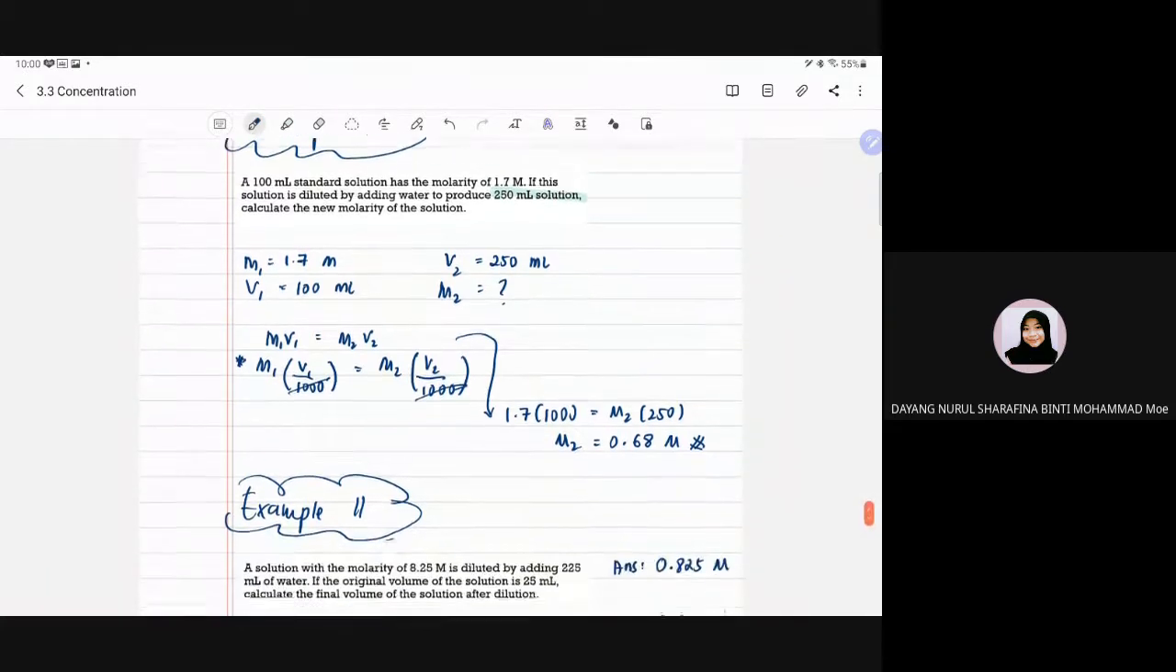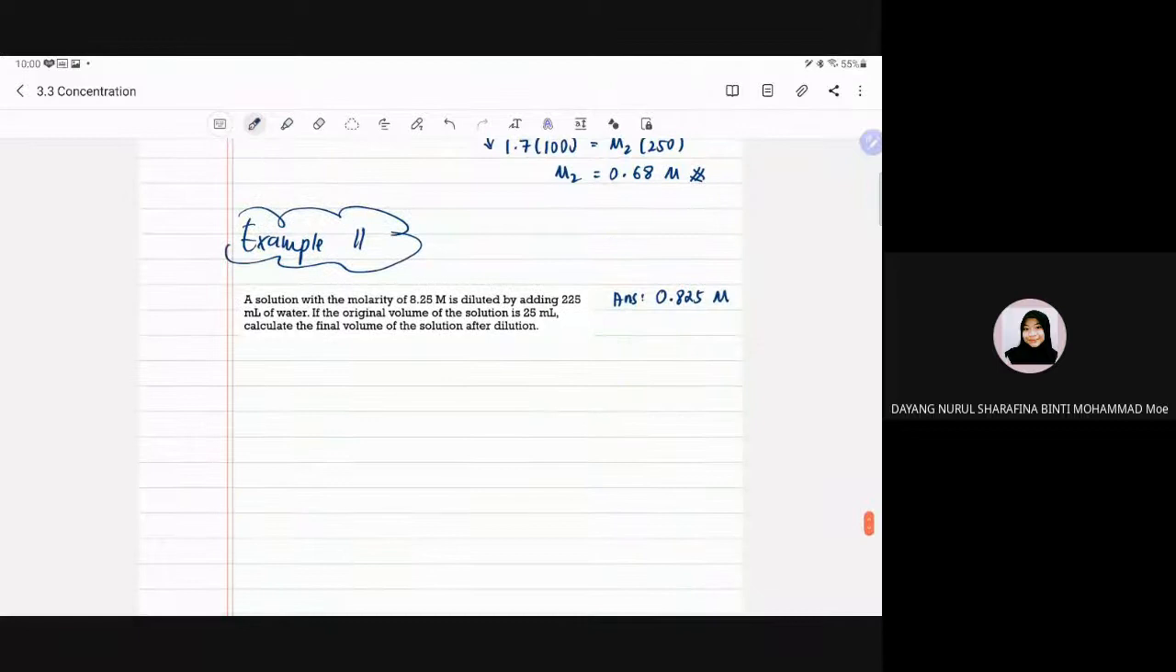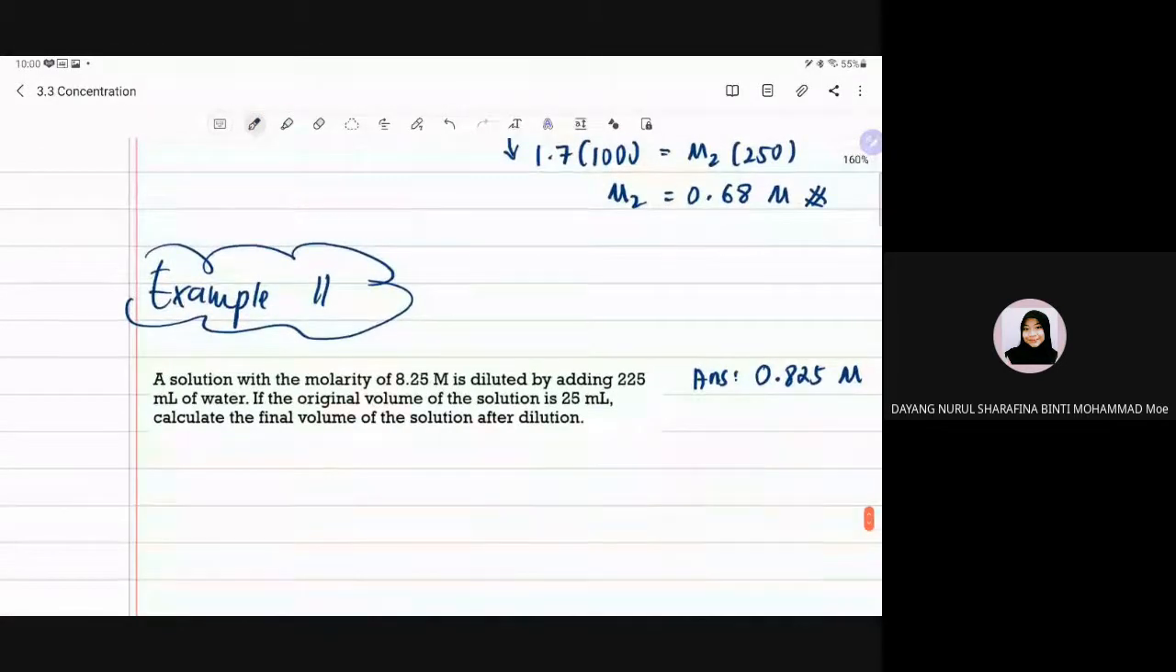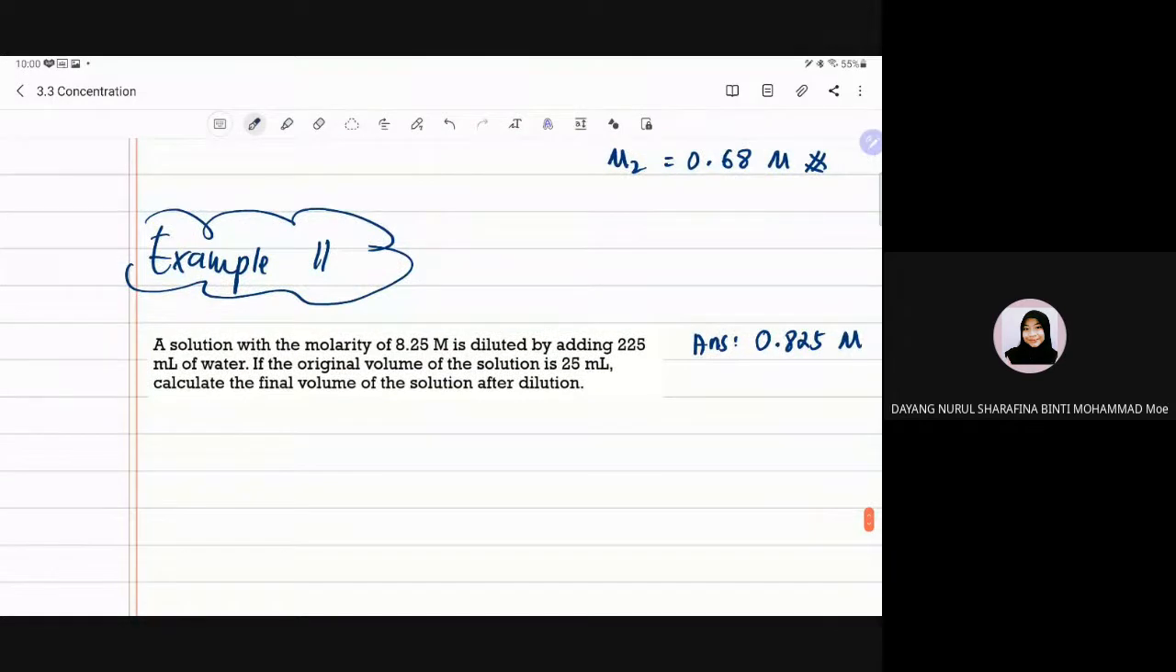Now, enough of that. I want you to try answering question 11. This should not take you long. About 5 minutes should be enough. A solution of molarity 8.5 is diluted by adding 225 milliliters of water. If the original volume of the solution is 25 ml, calculate the final volume of the solution.